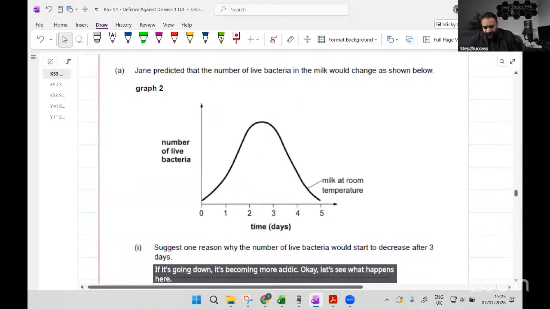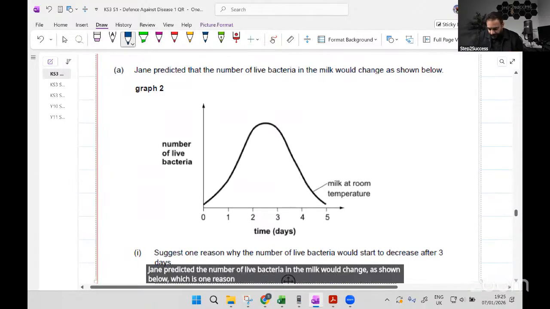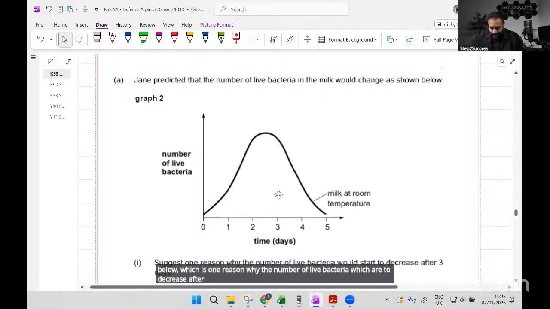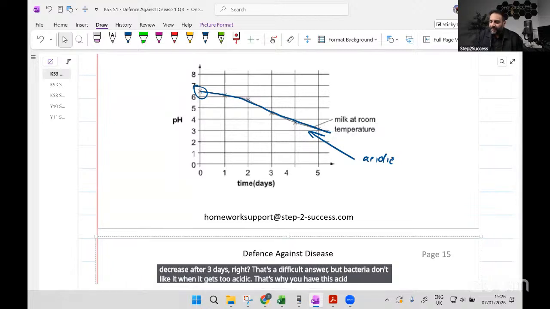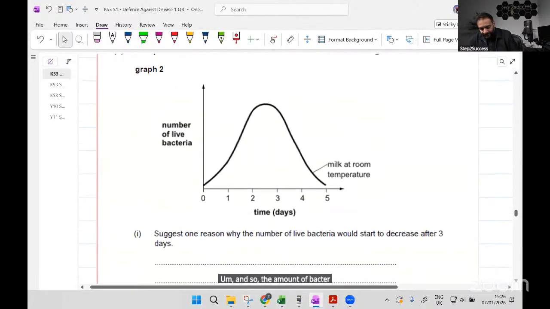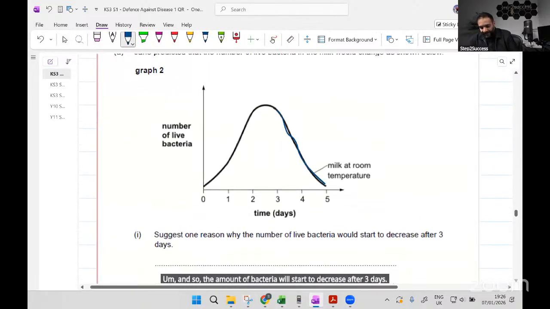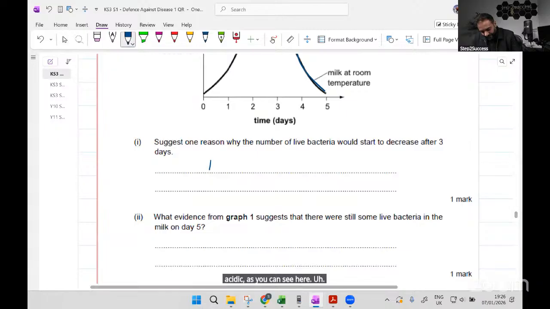Jane predicted the number of live bacteria in the milk would change as shown below. Give one reason why the number of live bacteria would start to decrease after 3 days. Right, it's a difficult answer, but bacteria don't like it when it gets too acidic. That's why you have this acid in your stomach. And so the amount of bacteria will start to decrease after 3 days because after 3 days, the milk starts to get very acidic, as you can see here. So it is too acidic.